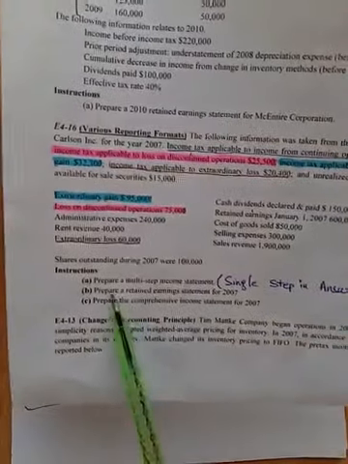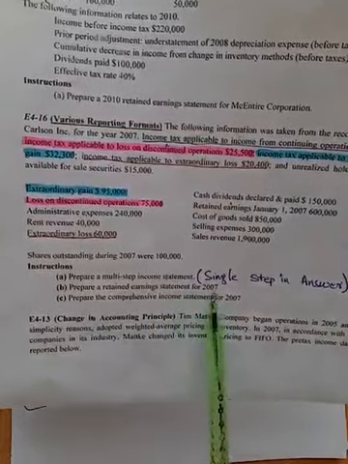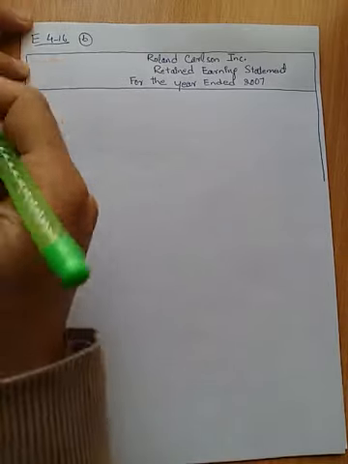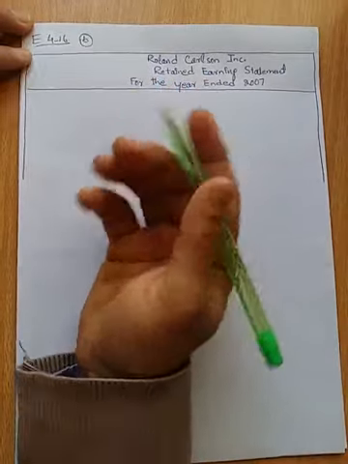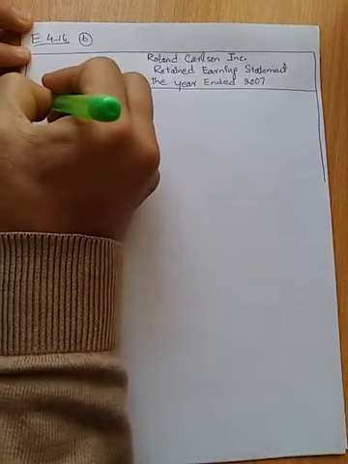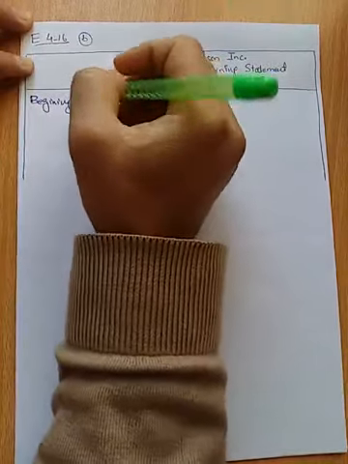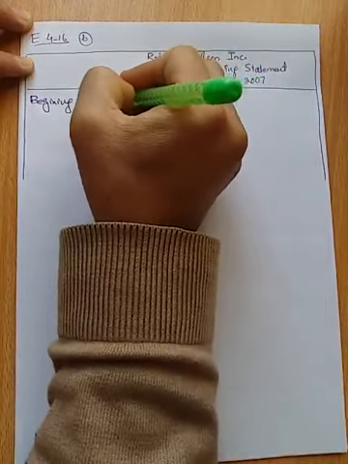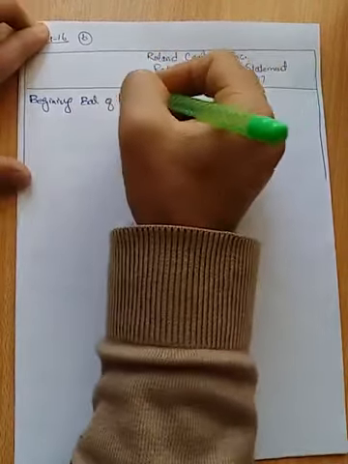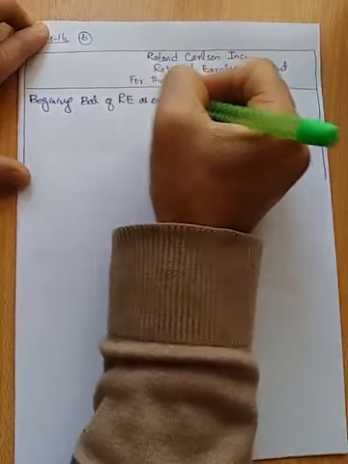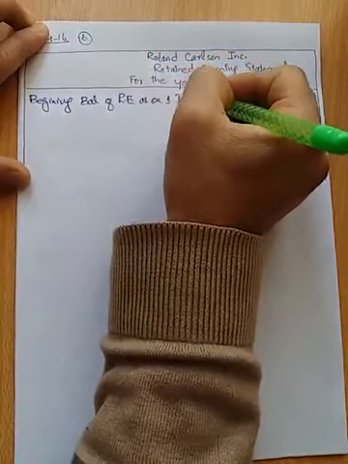Now if you see here, the second part is to prepare a retained earnings statement for the year 2007. So I have already made a bit of format for us to save a bit of time. So this is the starting format of the retained earnings statement. Now if you remember from our previous videos, every single retained earnings statement starts with a beginning balance. So I will write here beginning balance of retained earnings statement, as on 1st January 2007.